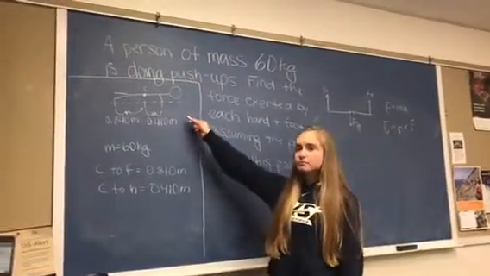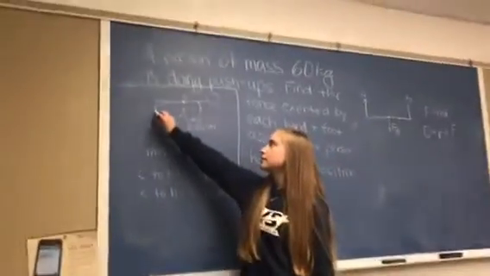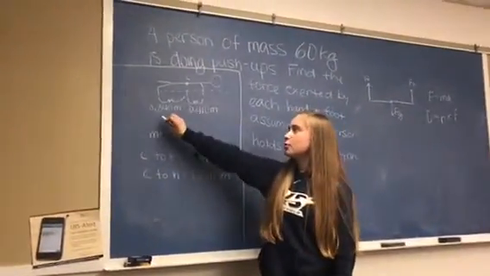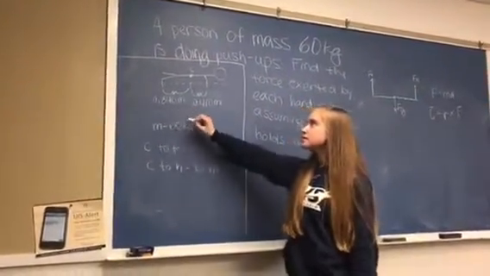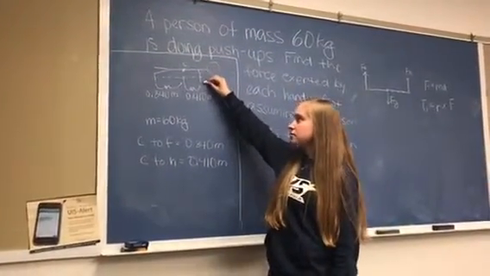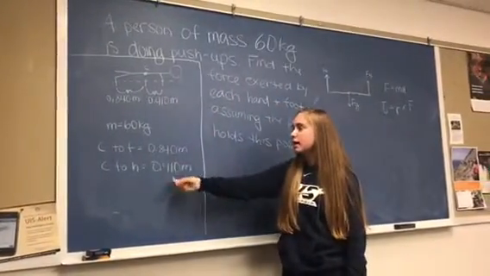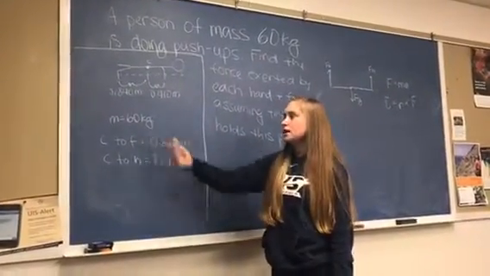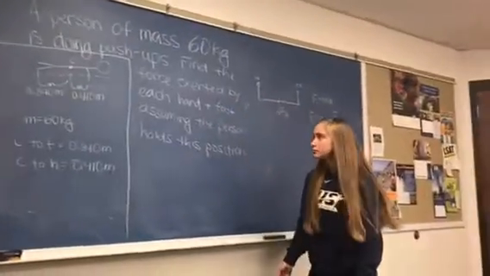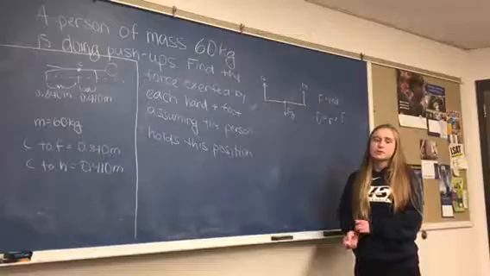So right here we have a drawing of the person. Our first thing is, from the feet to the center of mass, we have 0.84 meters. The second distance that we're given is from the center of mass to the hands. And then right here we just have everything written out, so our two distances and then the mass that we're given. So now we have to find the forces exerted by each hand and foot.